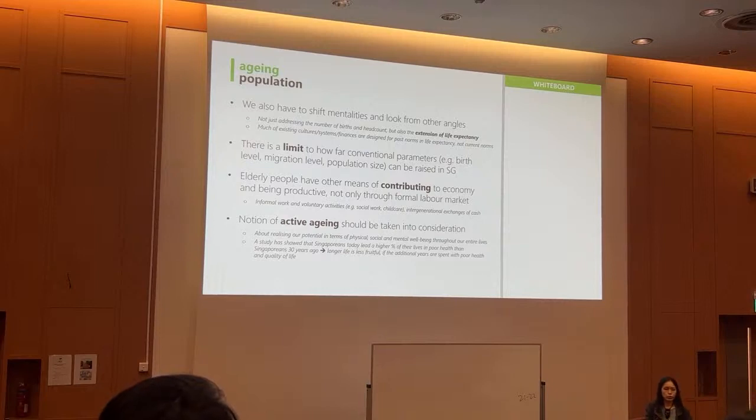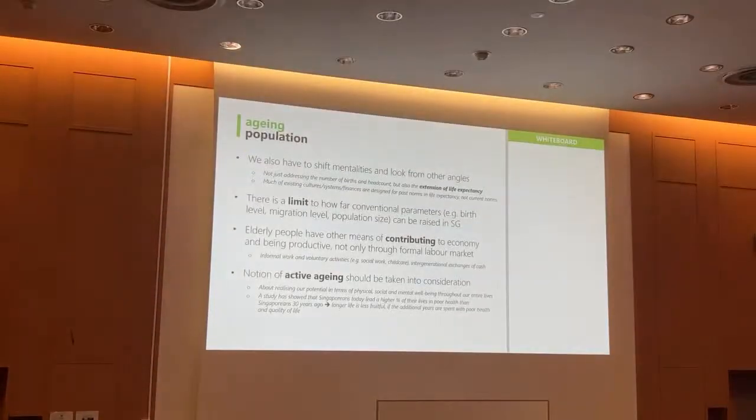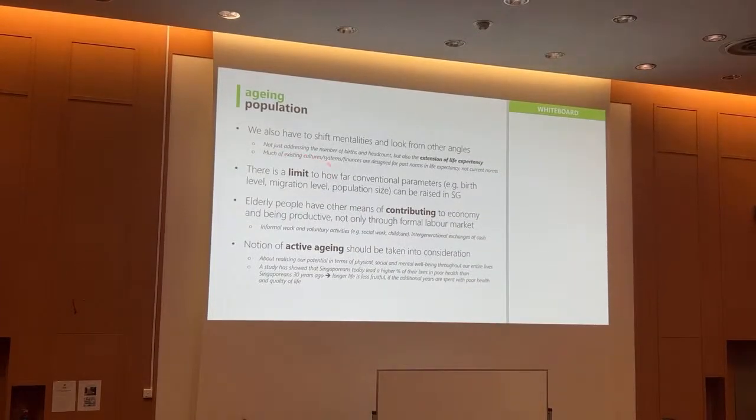On the other hand, we also have to shift mentalities and look at other angles when it comes to solving or addressing aging population. We cannot simply just try to handle the number of births and number of headcounts. We should also look at other things like the extension of life expectancy. There is a limit to how far conventional parameters can be raised in Singapore. So you cannot rely on the thought that, now we have more old people, so I must have more babies in order to balance off.